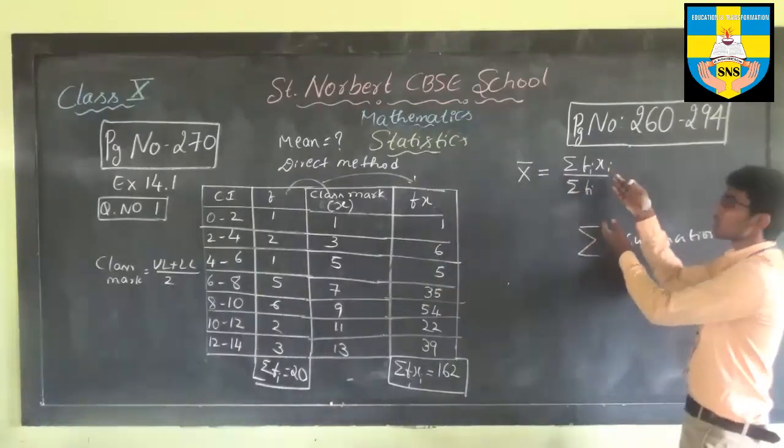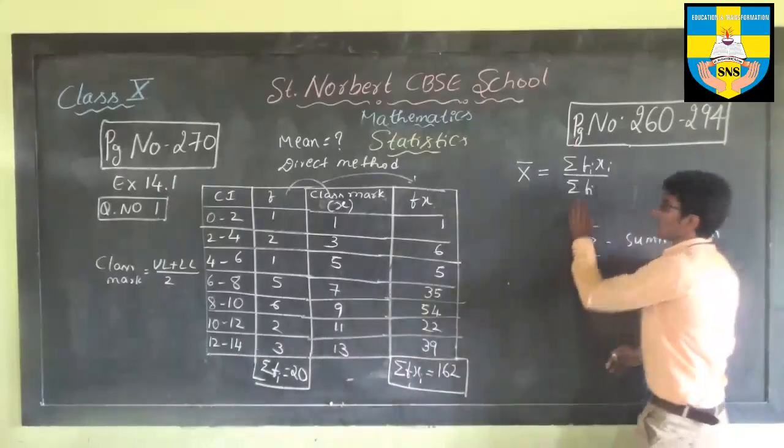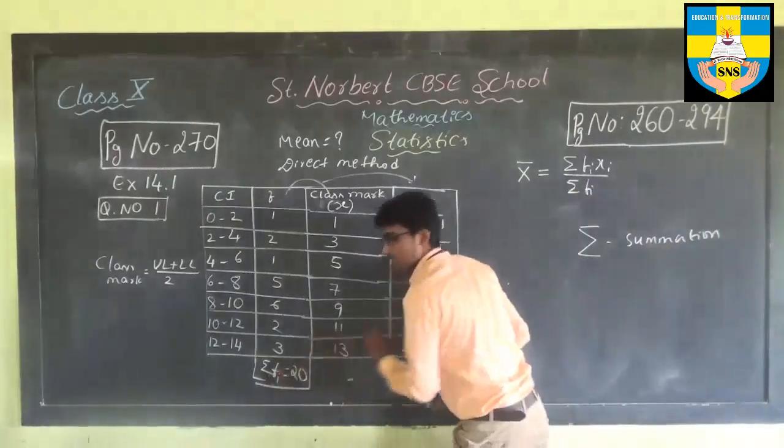Now let us come back to this formula. We want summation of fi xi, that is present. We want summation of fi, that is also present.